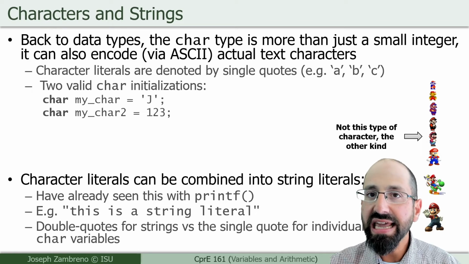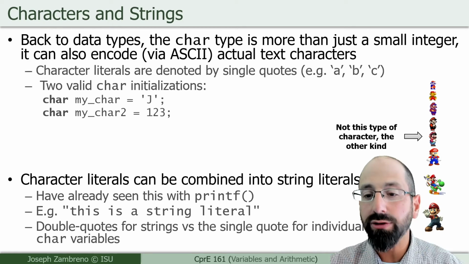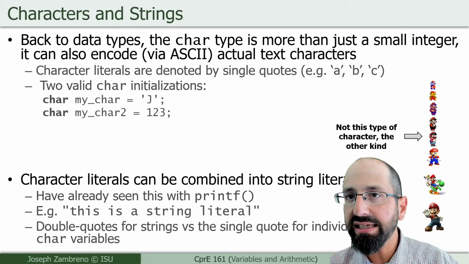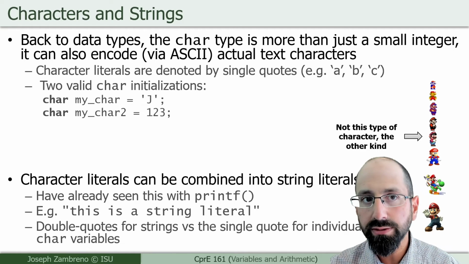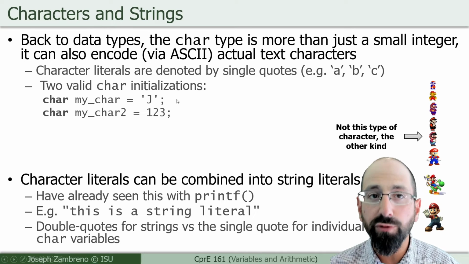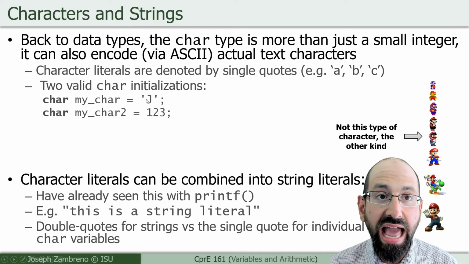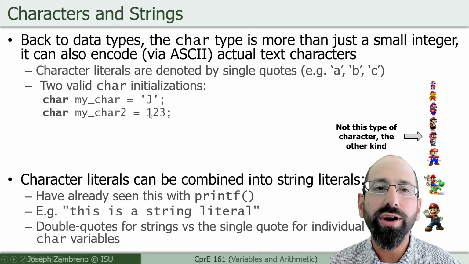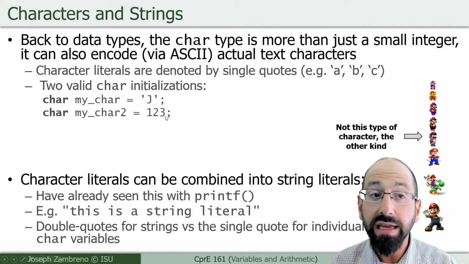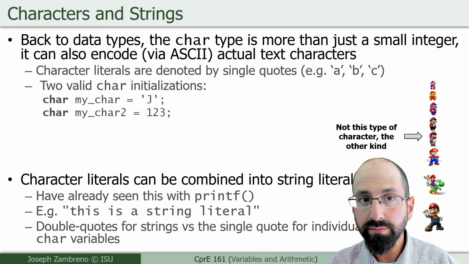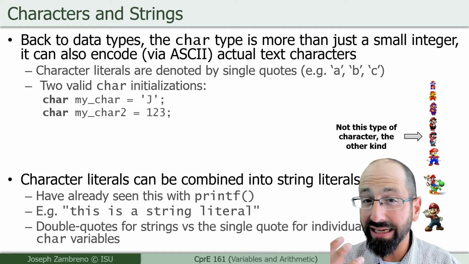In C, if we want to specify a character literal, an actual character like an A, B, or C, we would use single quotes. Both of these initializations on this slide are valid for that reason, because a char can be both. It could be an actual character in our ASCII table, as I'll show on the next slide here, or it can be a small integer value in that range -128 to 127. And it's not either, it can be both.